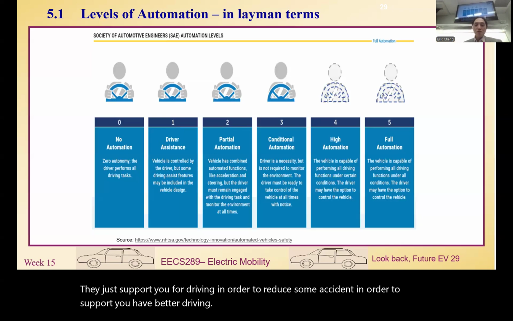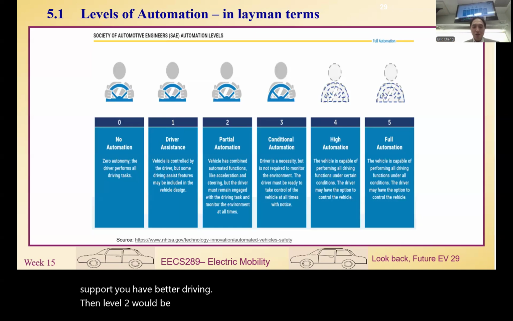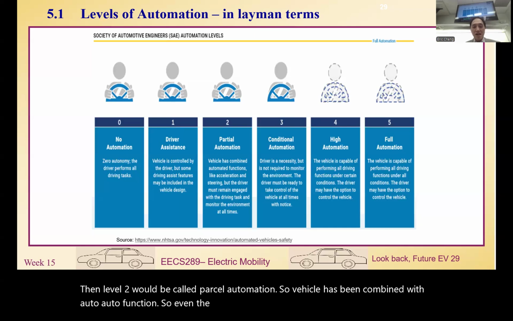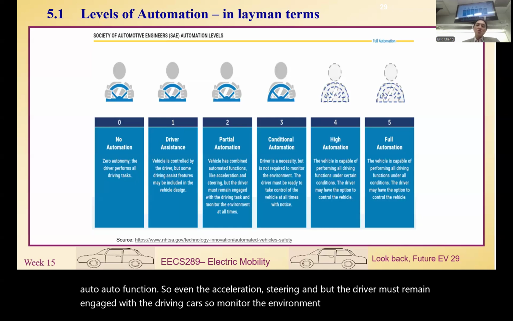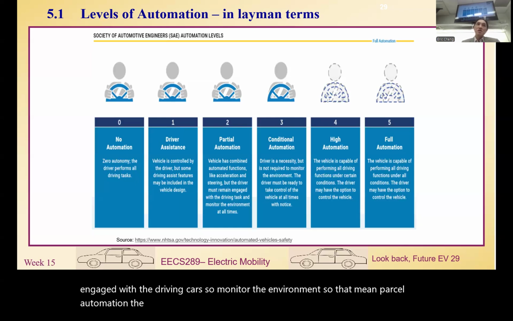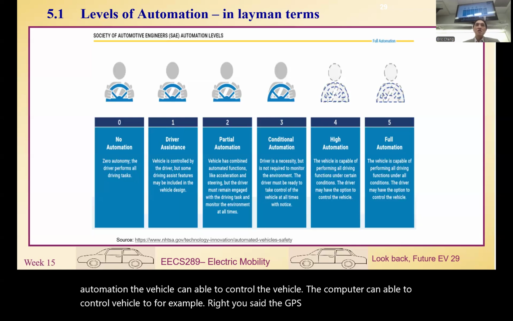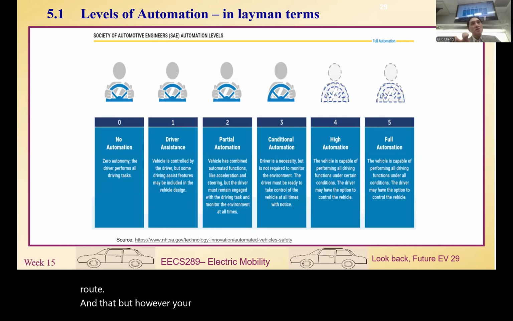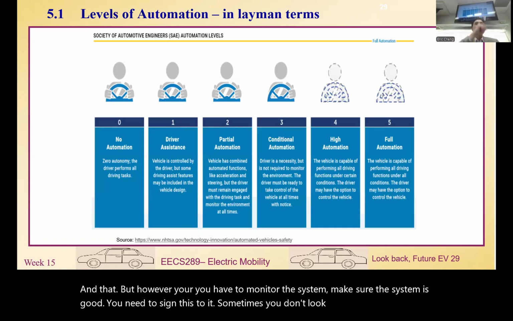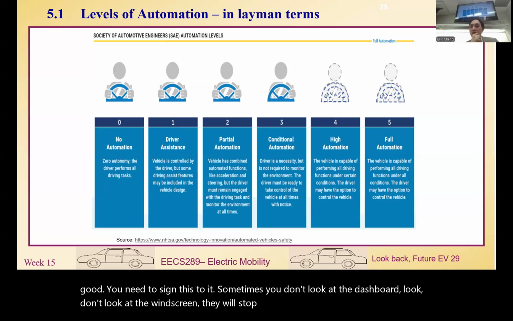Then level 2 is called partial automation. The vehicle combines automatic functions, even acceleration and steering, but the driver must remain engaged with the driving task and monitor the environment. So with partial automation, the computer can control the vehicle, for example following the GPS route. However, you have to monitor the system and make sure it is good. You need to sit next to it. Sometimes if you don't look at the dashboard or the windscreen, it will stop you. That's level 2.